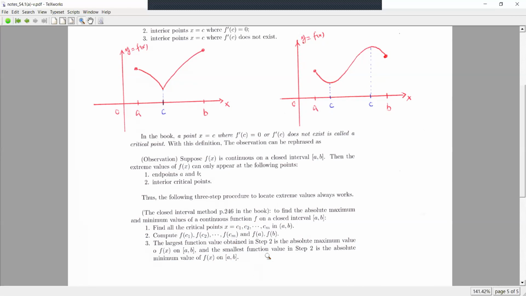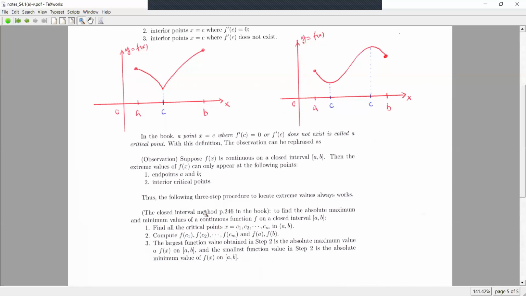And the smallest function value in step 2: here, 1, 2, 3, 4, 4 function values. The smallest function value is here. It is the global minimum, the absolute minimum function value of the function over this interval. So this function value is the minimum function value over this interval.